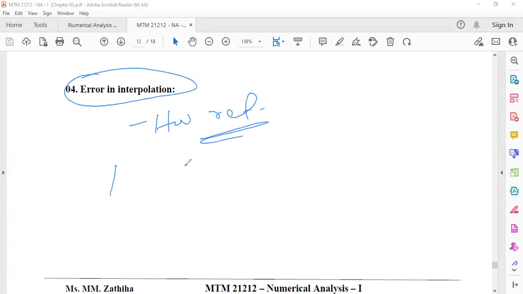The only thing is you have to find the errors, from the exact value to whatever the approximation. The error is the exact value minus the approximate value. We already studied everything about errors in chapter number 1, so you can refer to that. Also you can refer to these notes and just understand them. Okay, that's all about chapter number 3.